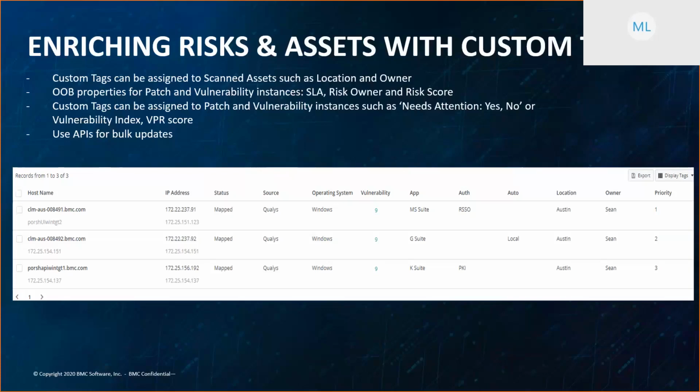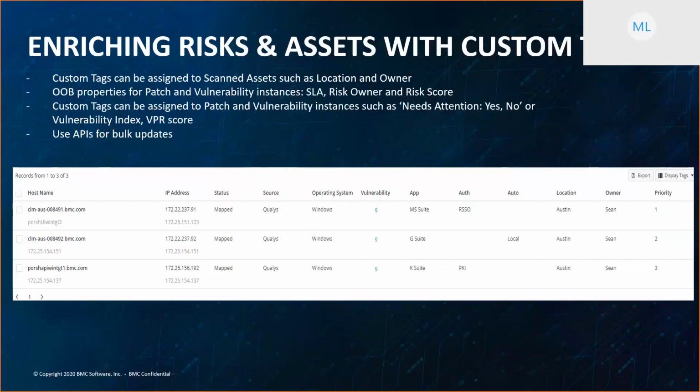So if you don't want to define a global-level SLA for all the vulnerabilities or patch instances, and would like to define it per vulnerability or per patch instance, you can override that with the out-of-the-box property called SLA. You can define the SLA at the vulnerability level, also at the patch level, and that value will override the global SLA value.